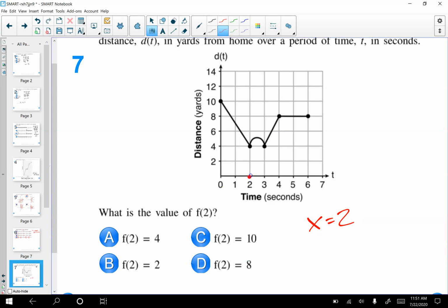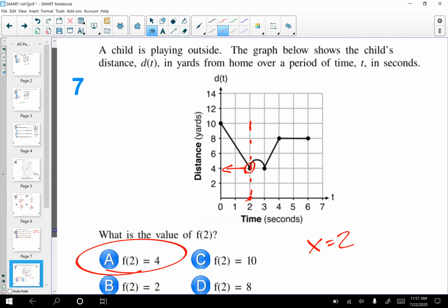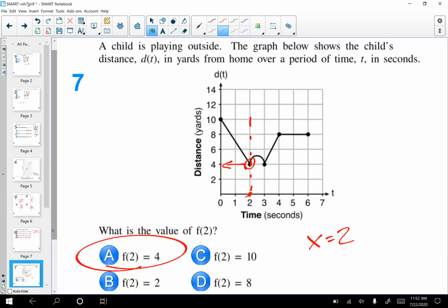So we go over here, and we draw our line to see where it intersects the graph. Well, it intersects the graph at 4. So what is the value of f of 2? That's going to be choice A, because when we find t equals 2 and find where that intersects the graph, the child is 4 yards from the house. So f of 2 is equal to 4.